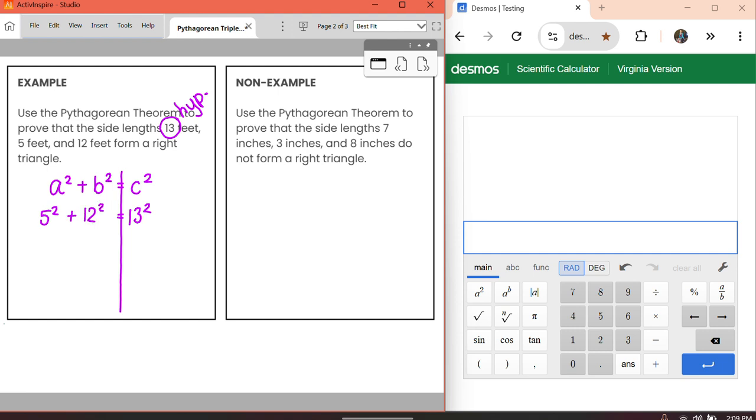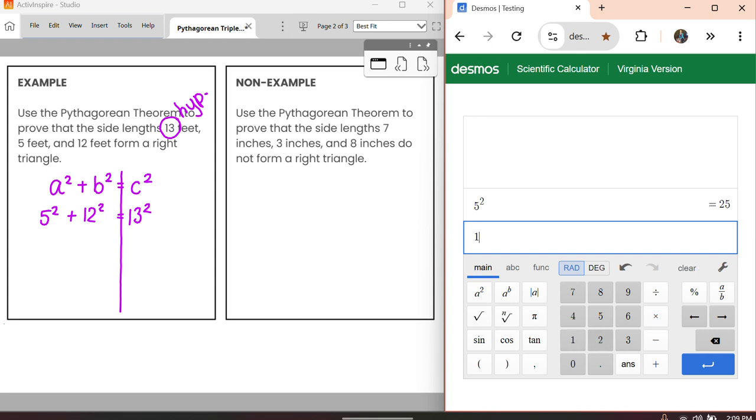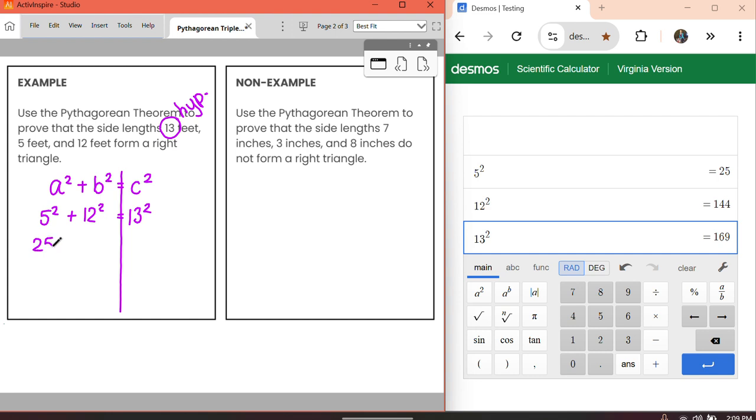so I'm just going to write them in this order. And then I'm going to go through and I'm going to use Desmos to find all of these numbers. So I'm going to type in 5 squared, 12 squared, and 13 squared before I come over here to write them down. So 5 squared was 25. 12 squared is 144. 13 squared is 169.